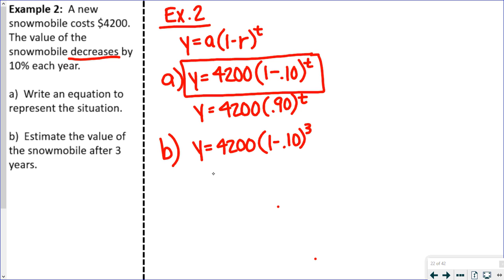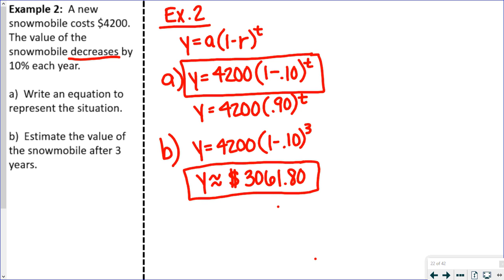So then y is going to be approximately, this is in dollars, so you need the dollar sign, that's your label, $3,061.80. Now your calculator is just going to tell you 0.8, but since this is money, you need to have 2 decimal places, so you have to do that 0 placeholder. Okay? So that's a decay because it was decreasing.